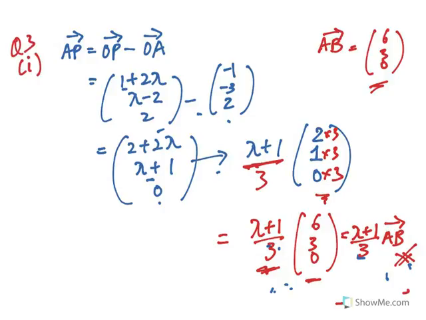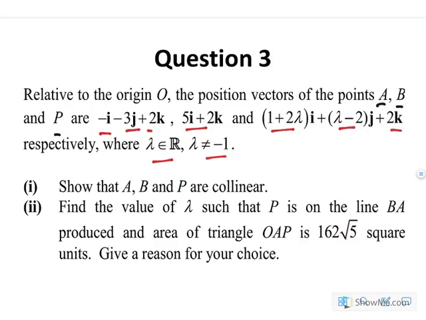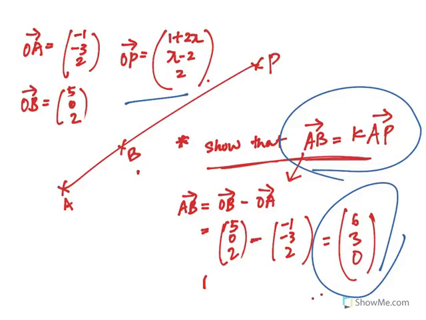So how about part 2? How do we find the value of λ such that P is on the line BA? Next question, we need to find the value of λ. P is on the line BA produced, and the area of triangle OAP is 162 square root 5 square units. Area of triangle OAP. What we can do is take the area of our triangle OAP.